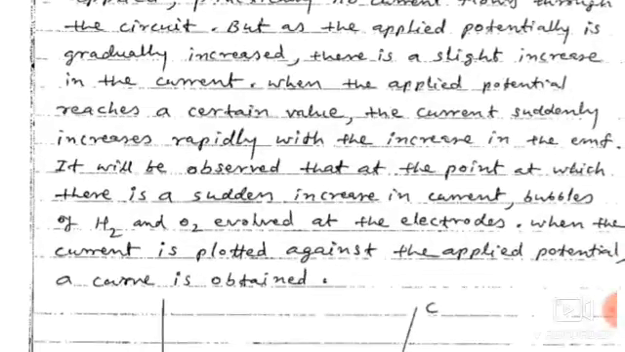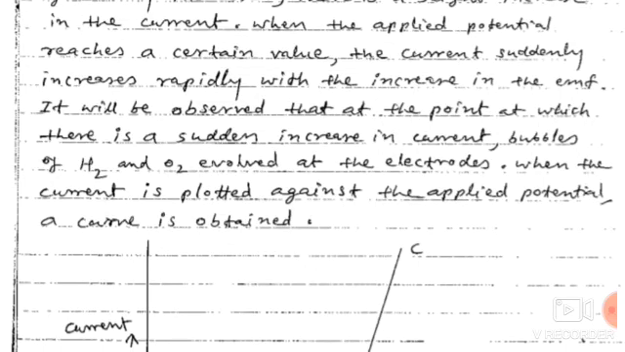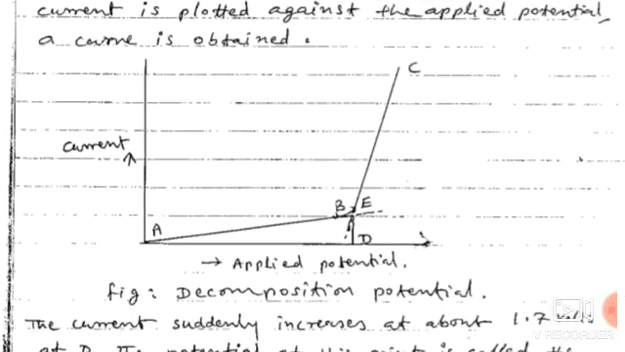It will be observed that at the point at which there is a sudden increase in the current, bubbles of H2 and O2 evolve at the electrodes. When the current is plotted against the applied potential, a curve is obtained. So we see here what happened.